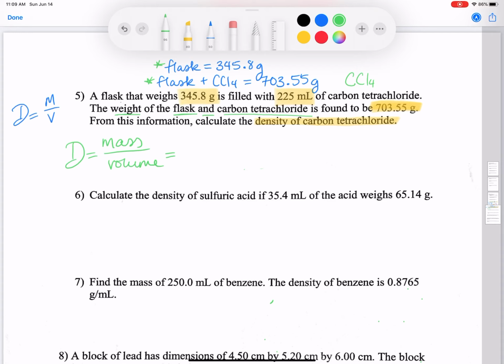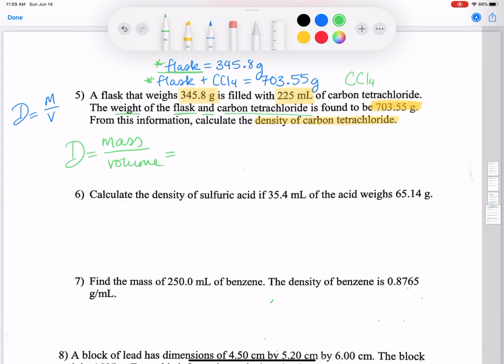So the question says a flask that weighs 345.8 grams. So just an Erlenmeyer flask on its own, you take the mass of it. The mass alone is just 345.8 grams. You now fill that flask up with 225 milliliters of a compound called carbon tetrachloride.